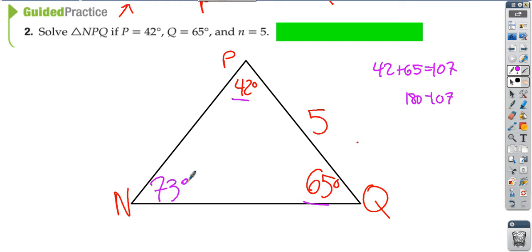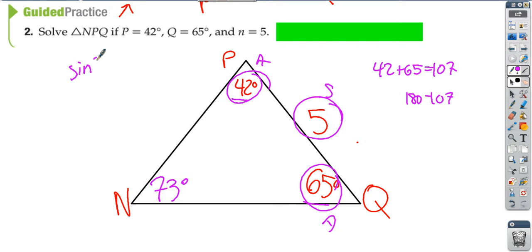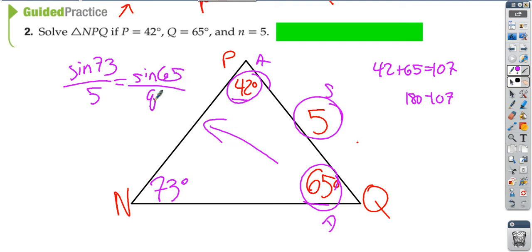So now we have basically an angle side angle case. I just circled in that order. So that's an angle, that's a side, that's an angle. We would do it the exact same way though. So we could do the sine of 73 over its side equals the sine of 65 over its side, which is side Q. And then you would do it the same way.